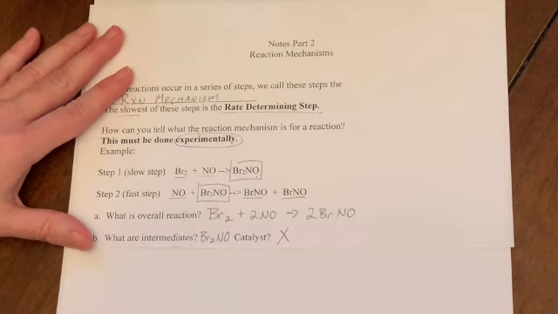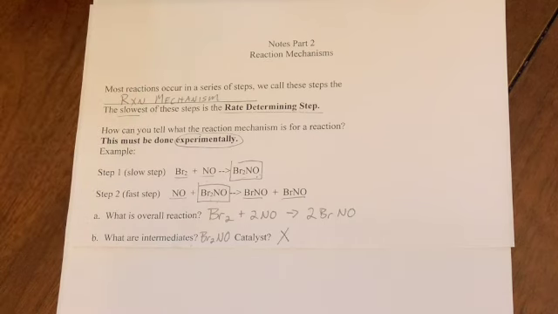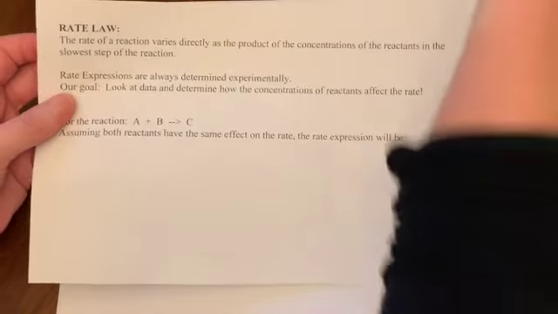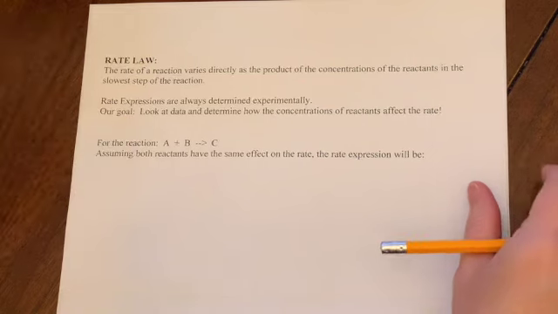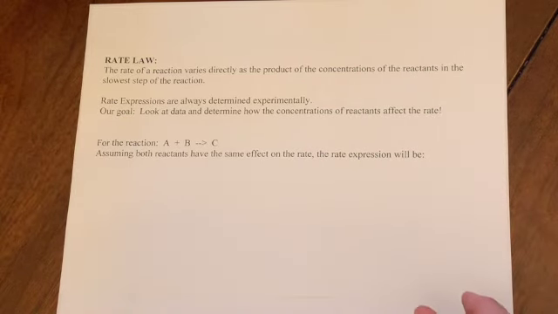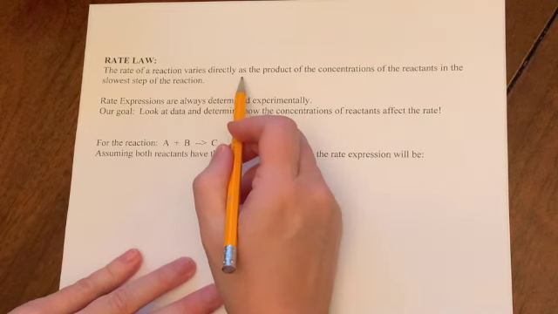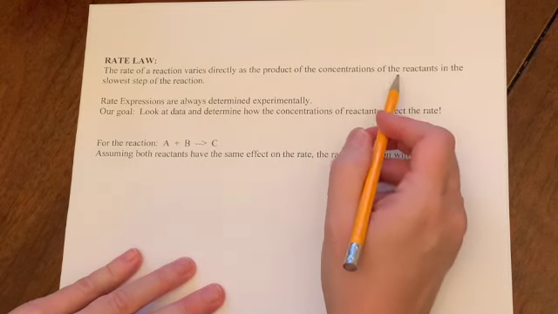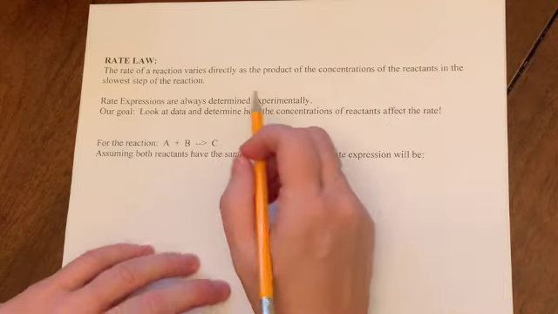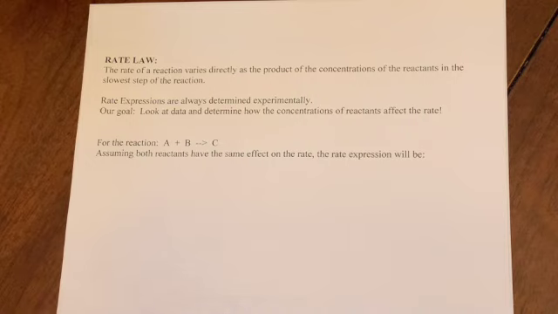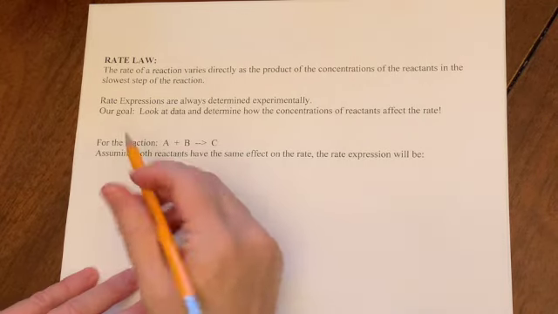Now let's do a little bit of math with this. Let's talk a little bit about what's known as rate laws. The rate of reaction varies directly as the product of the concentrations of the reactants in the slowest step of the reaction. That's a lot of information, but we're going to walk through this.